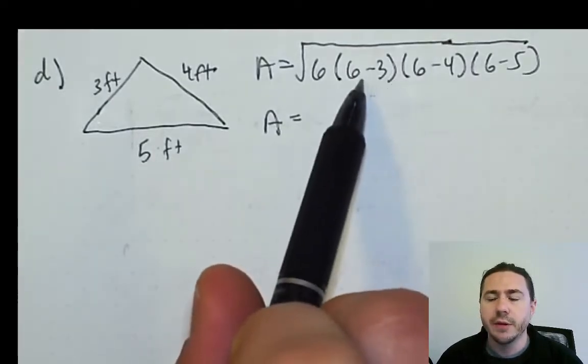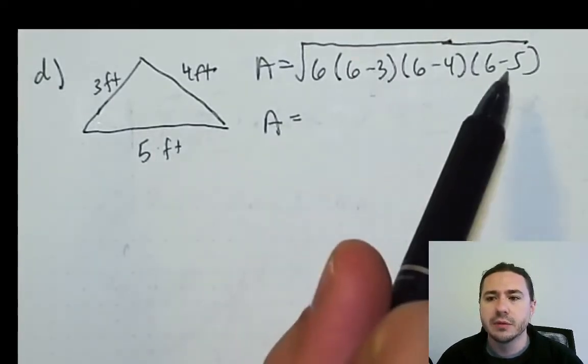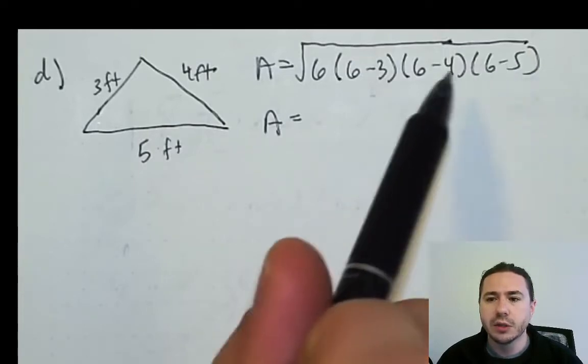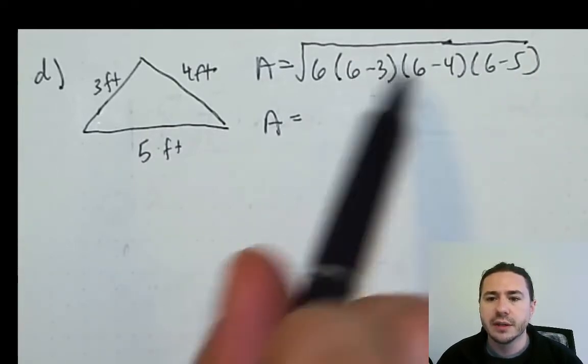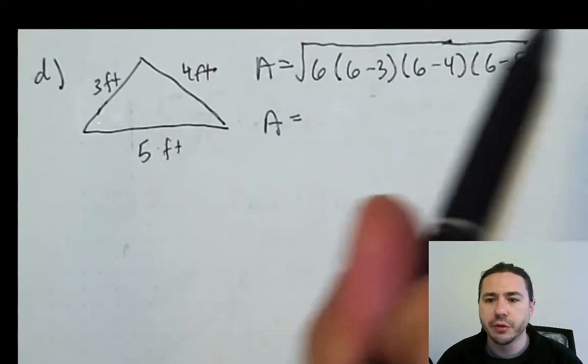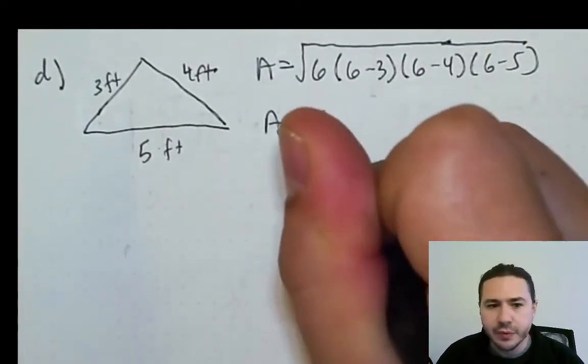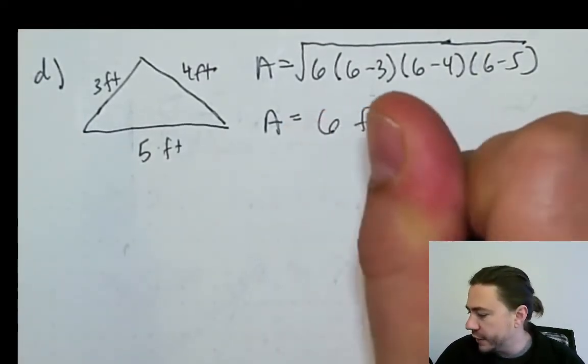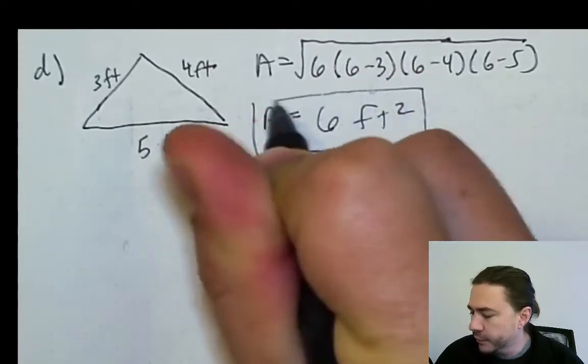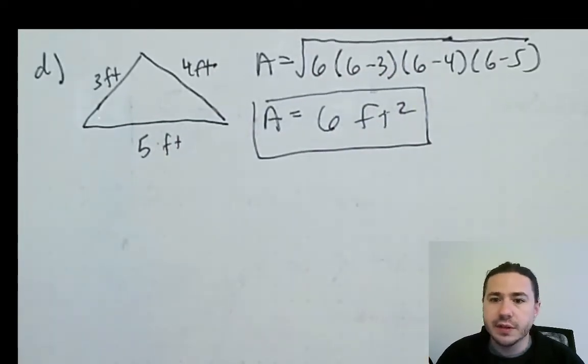We got 3 times 2 times 1. So forget the times 1. 3 times 2 is 6, times 6 is 36, square root of 36 is 6. So we get 6 square feet, exactly. All right, so that completes number 1.